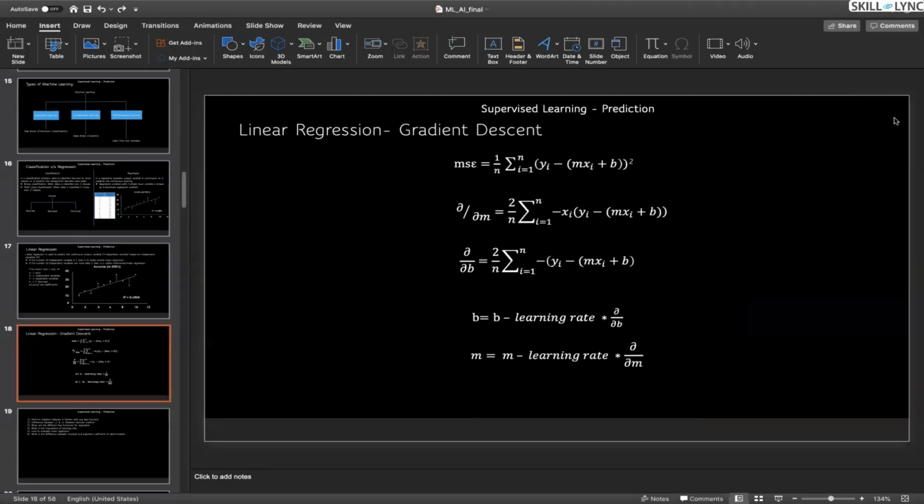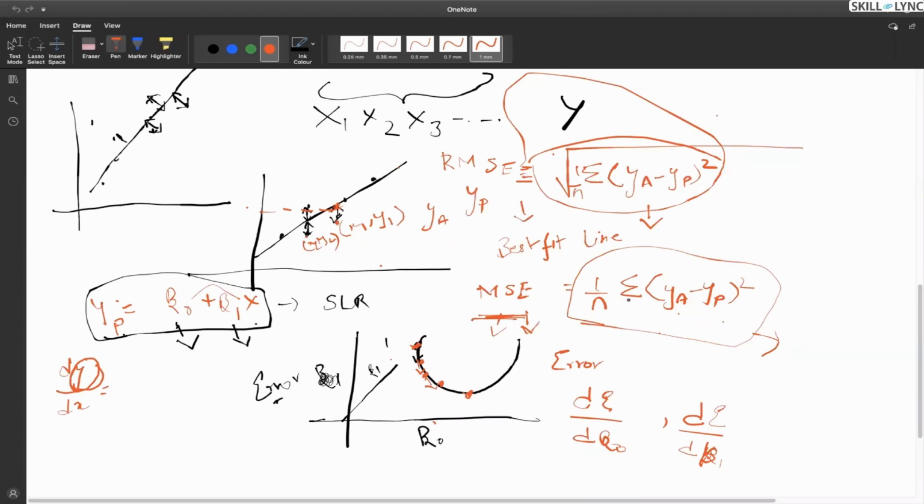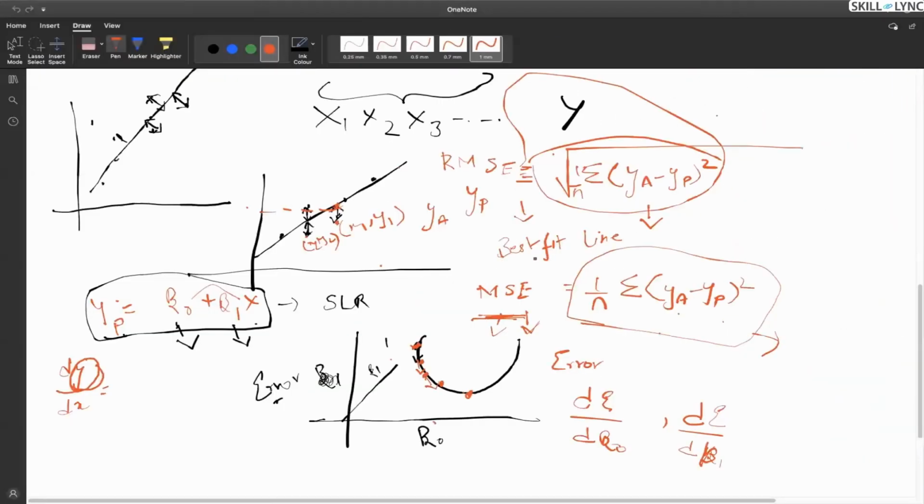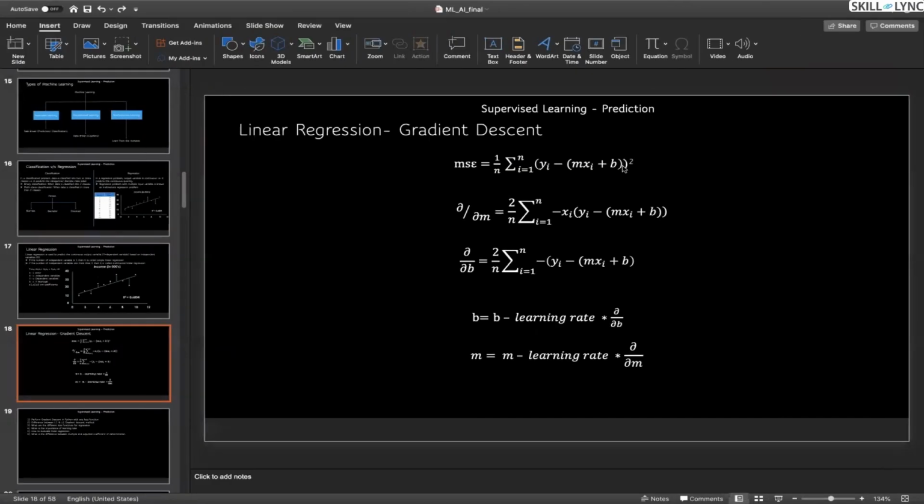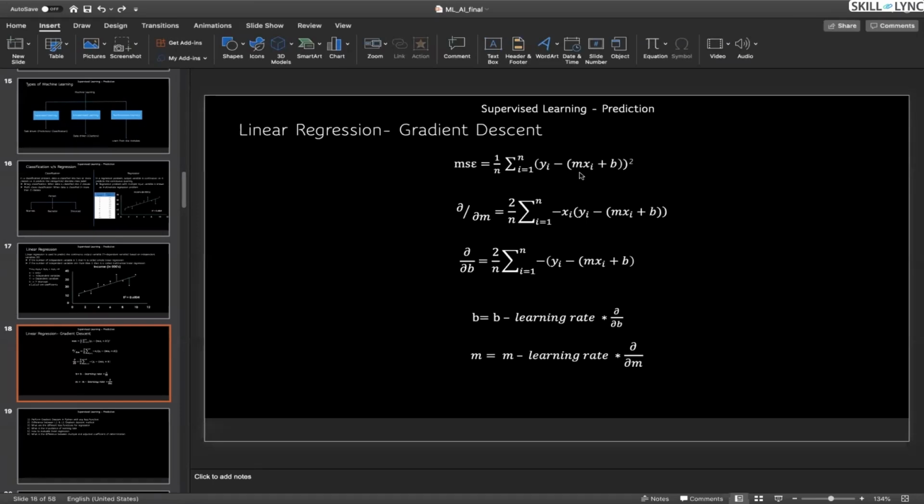So this is what I was talking about, gradient descent. This is my mean square error which I was talking about. If you remember, 1 by n sigma y actual minus y predicted. And what is your y predicted? This is your y predicted. I have substituted that here. Instead of writing beta naught and beta 1, I have written mx plus b. Beta naught is b and beta 1 is m. No confusion, right guys? It's just a replacement of the coefficients beta naught and beta 1 with m and b.